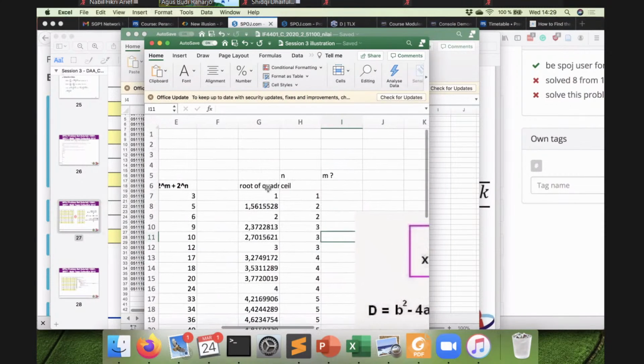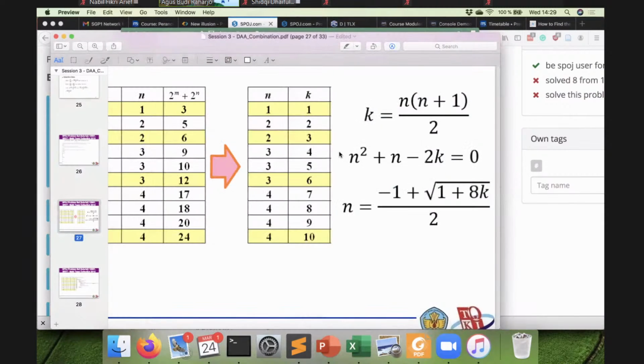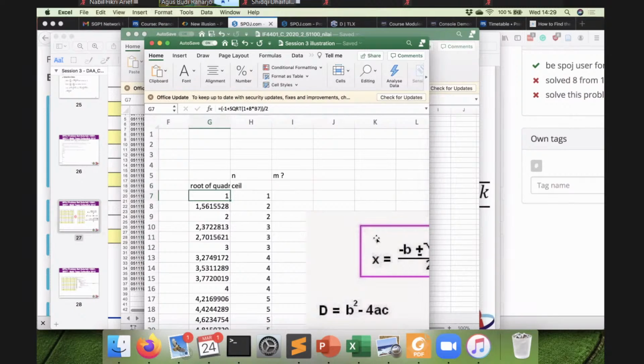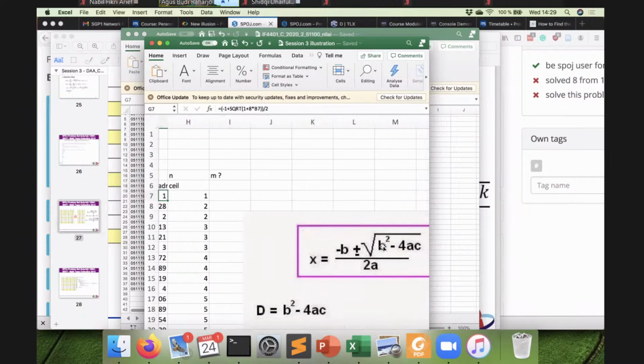So that's why I applied -1 over here. So let us see. This one is A. Remember, this one is A, B, and C. A plus B plus C. So we take A over here, B, sorry, minus B. So -1 plus the square root of B square, which is 1, minus 4 multiplied by A.